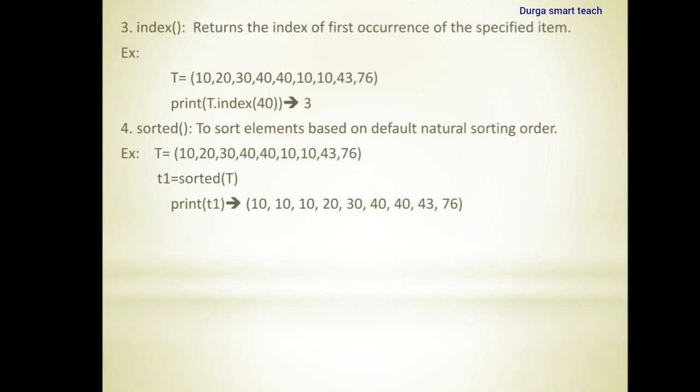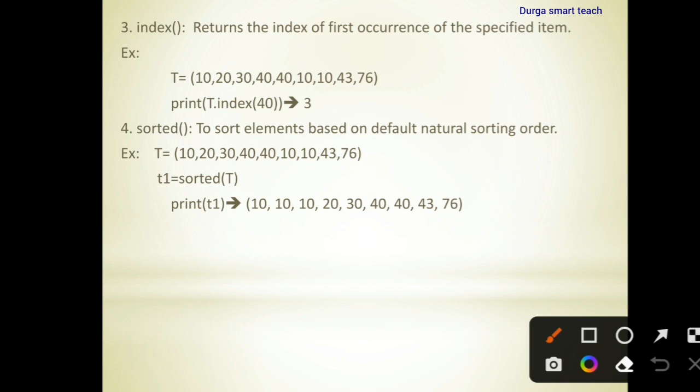Next one is index. The index function is used to return the index value of a specified element. It returns the index of the first occurrence of the specified item. So here the tuple contains 10, 20, 30, 40, 40, 10, 10, 43 and 76. If you are searching for a specific element, t.index of 40. The 40 is at the third index value, so it will return 3, the first occurrence index value.